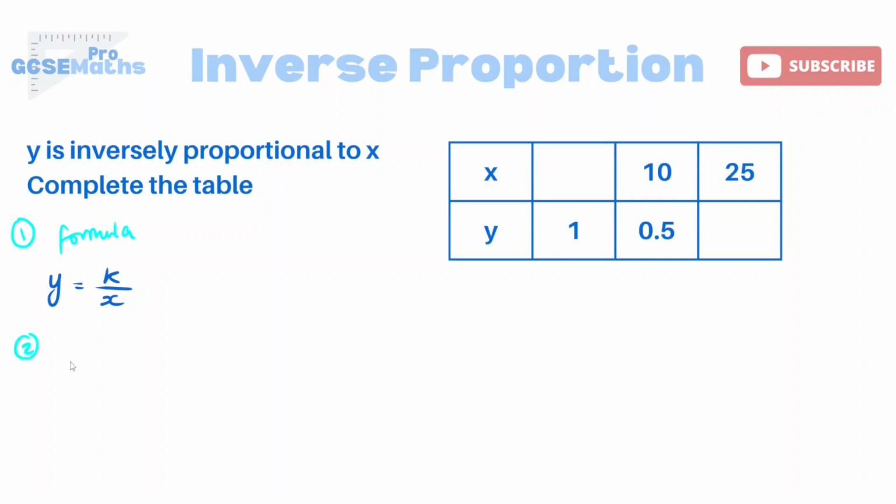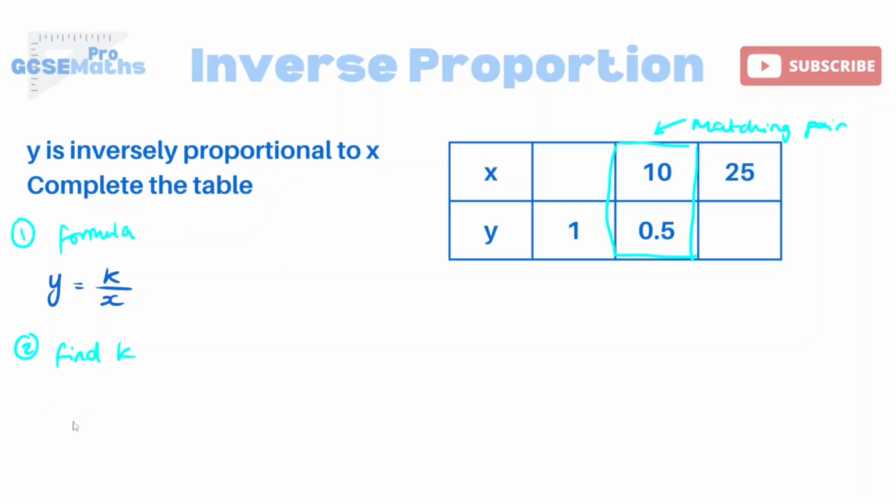Step 2 is, as we've just said, find k. Now we do that by using what I like to call a matching pair. They will have to give you a pair of values. So for example, when y is equal to this, x is equal to that. In this case, because we've got a table, you just have to look at the column where you're given both. So you can see here, when x is 10, y is 0.5. So that is our matching pair.